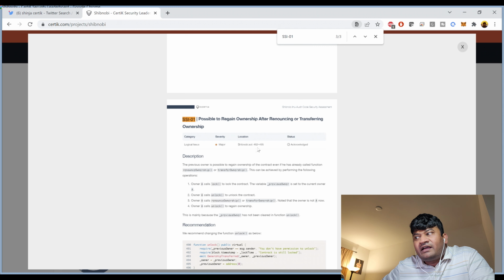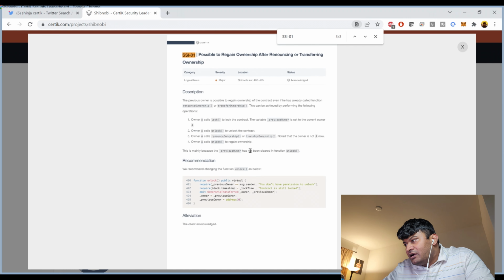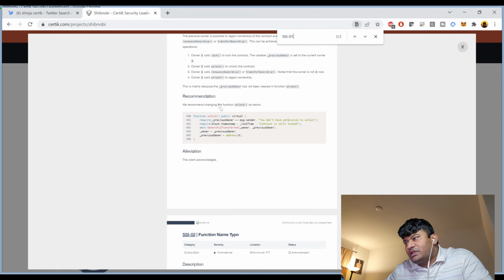A .sol file is a Solidity file, and lines 462 to 495 are the lines of code they are addressing. They said the previous owner is able to regain ownership of the contract even if he has already called the function renounce ownership or transfer ownership. This can be achieved by performing the following operations. They give a breakdown of what can be done, and they give a solution: fix the unlock function and change it to this.